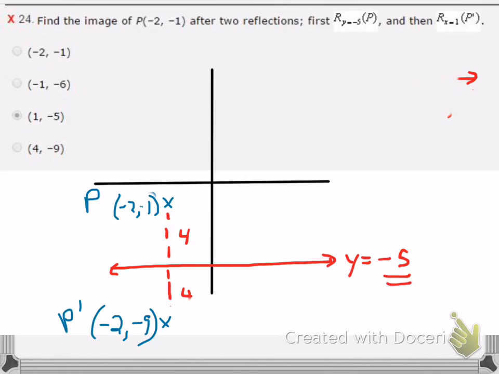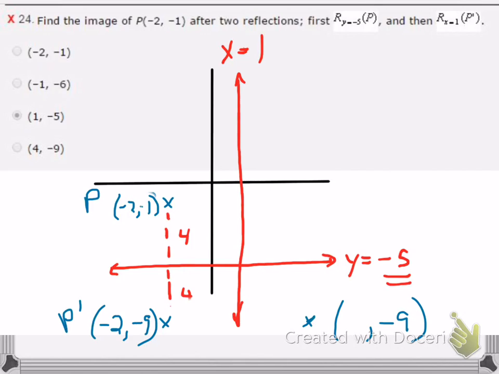So now the second reflection that they want us to do is to reflect it across x equals 1. X equals 1 is a vertical line through 1 on the x-axis. So I want to reflect this point across x equals 1, so it's going to end up somewhere over here. That's my final destination. So the x value is going to change this time. I know my y value is going to stay the same because it's just a horizontal reflection. So my y value is still going to be -9.